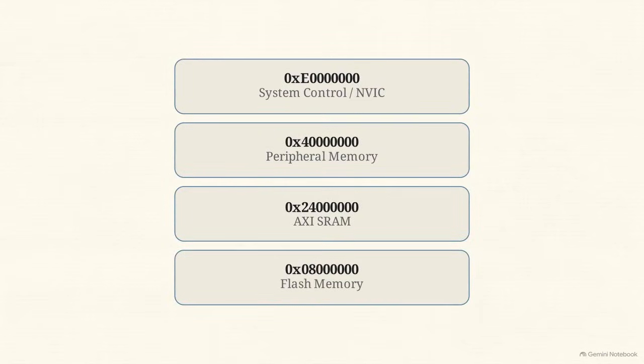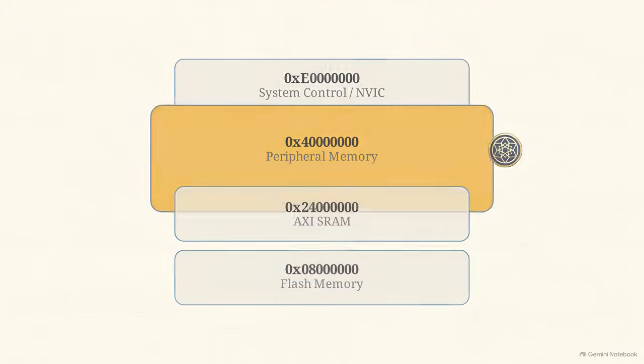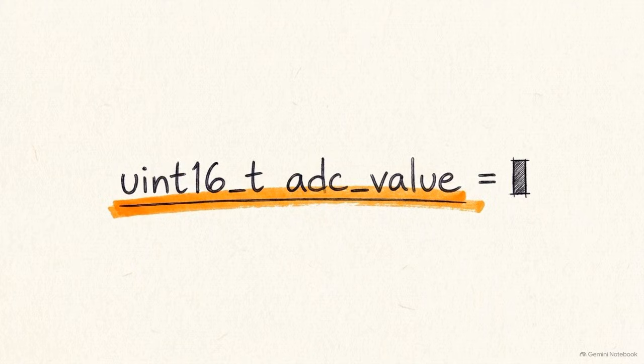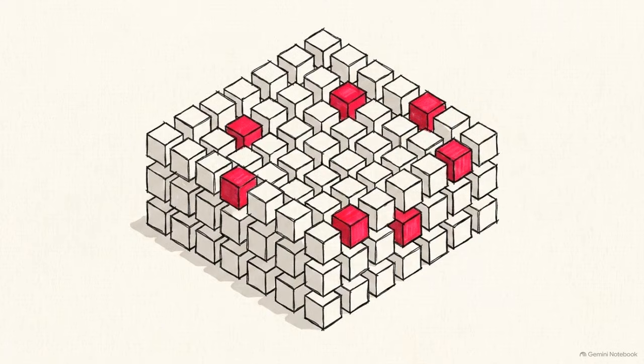We can trace it using this map of the STM32 memory architecture, specifically looking at the peripheral memory region, starting at hex address 40000000. The ADC hardware deposits its translated numbers directly into these memory-mapped registers. From there, it's the embedded C programmer's job to write the code that fetches the data from that precise memory location. Because the microcontroller has limited SRAM, memory optimization is required.